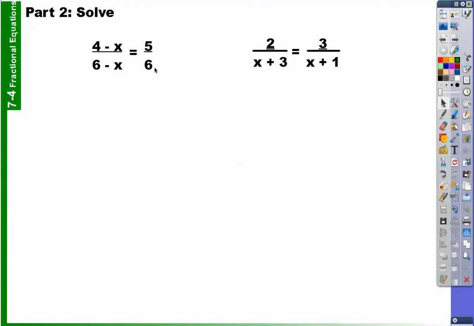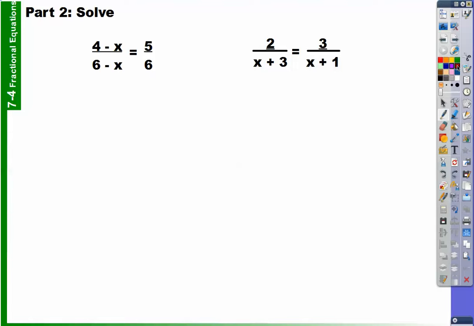Now there are 2 ways you can do this problem. I'm going to show you the way that we dealt with the fractions in the first video first, and then I'm going to show you a shortcut when you only have 2 fractions that are equal to each other. The shortcut is very, very quick. You will like it. So here we go.